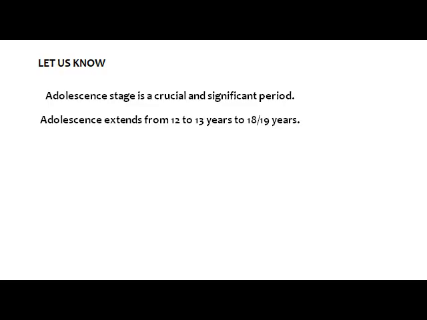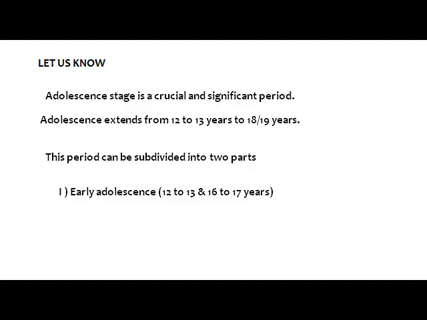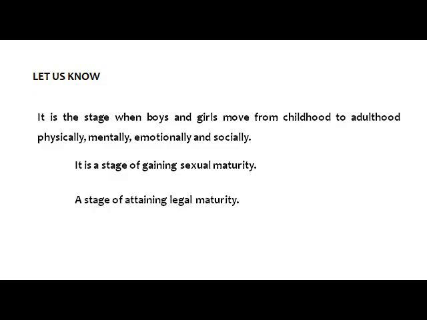Let us know. Adolescent stage is a crucial and significant period. Adolescence extends from 12 to 13 years to 18 to 19 years. This period can be subdivided into two parts: early adolescence, 12 to 13 and 16 to 17 years. Late adolescence, 17 years to 18 to 19 years. It is the stage when boys and girls move from childhood to adulthood physically, mentally, emotionally and socially. It is a stage of gaining sexual maturity. A stage of attaining legal maturity.